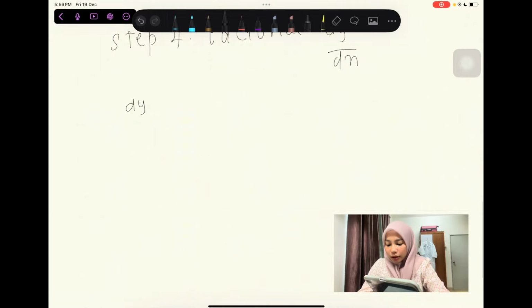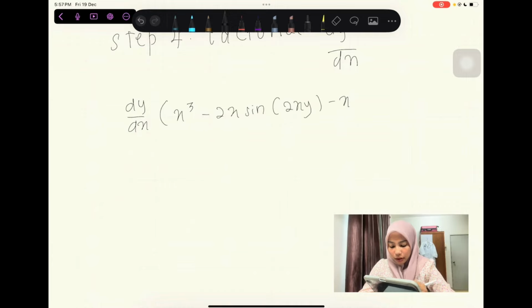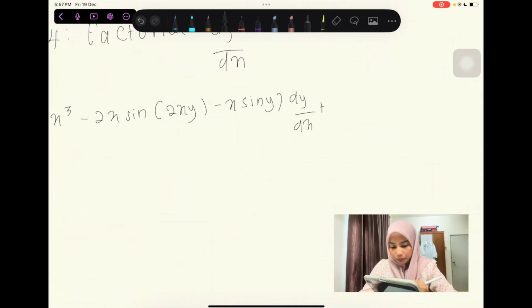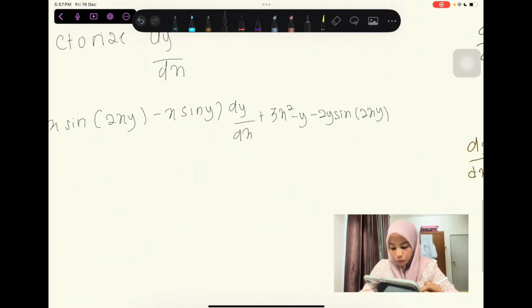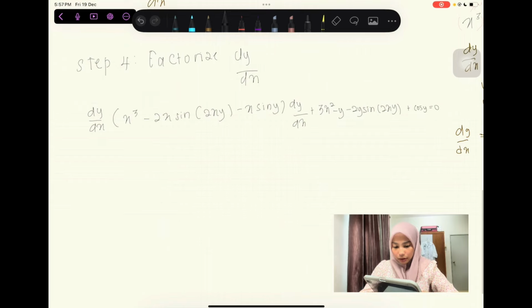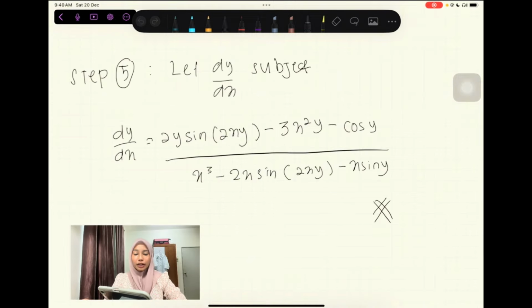For step 4, we need to factorize dy over dx. So dy over dx is the subject, multiplied by x power of 3 minus 2x sin 2xy minus x sin y, plus 3x power of 2 y minus 2y sin 2xy plus cos y equal to 0. So this. Okay, for the last step, which is step 5, we need to let dy over dx as the subject.